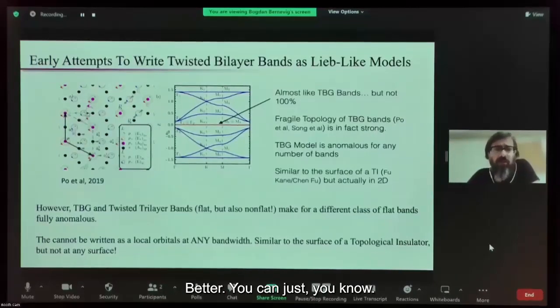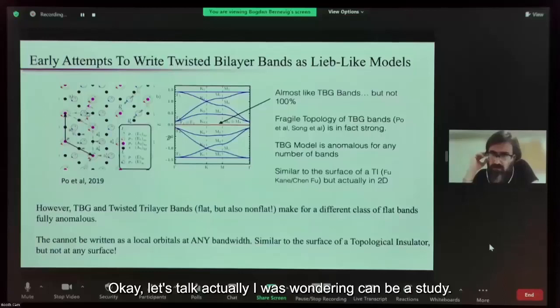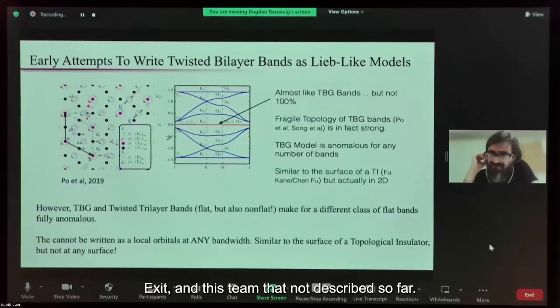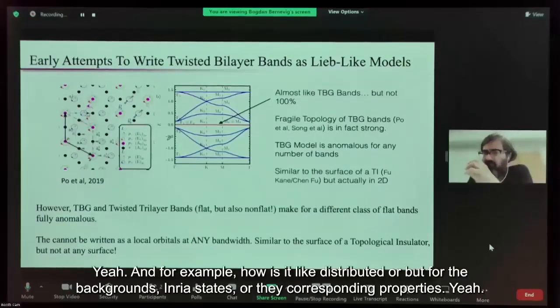Okay, can we ask one more question before continuing? Sure. Hi, Professor Bernevig. Thank you very much for the nice talk. I was wondering, can we study excitons or trions for the flat bands in the scheme that you have described so far? And for example, how excitons are distributed for the flat bands in real space, or their corresponding properties.